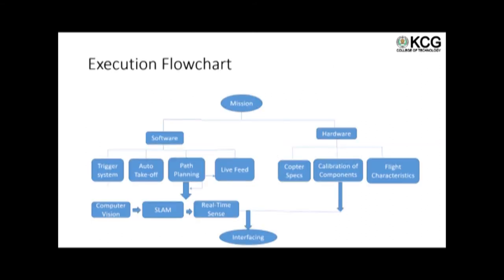In the execution flowchart, you can see the mission is basically divided into software and hardware. In the software part, there is a trigger system, autonomous takeoff, path planning, and live feed. For path planning, we are using computer vision, SLAM, which means simultaneous localization and mapping, and real-time sensing. From the hardware part, there is copter specification, calibration of components, flight characteristics, and interfacing those things. Interfacing is a challenging thing, as you know, in every project. When you're interfacing the software with the hardware, there comes your engineering talent, there comes your patience test. You need to patiently wait and fight for it to make the product a success. This is basically the execution flowchart, the logical thing we are going to deploy in this project.